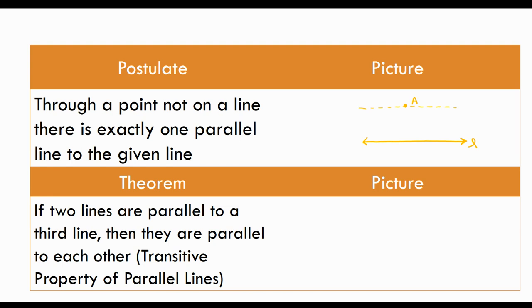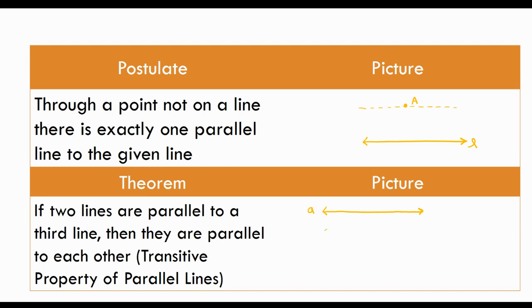Then we have a theorem. It states if two lines are parallel to a third line, then they are parallel to each other. Essentially, it's kind of like the transitive property where we're linking different things together, but this time it's the transitive property not of congruent pieces, but of parallel lines. So let me show you what I mean with a picture.